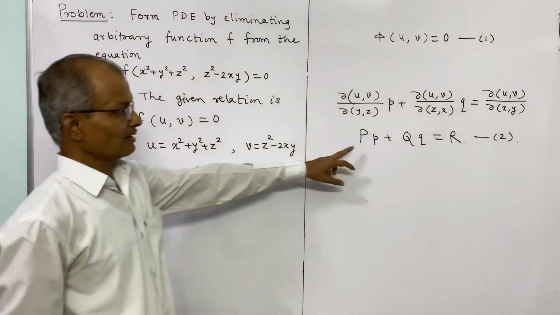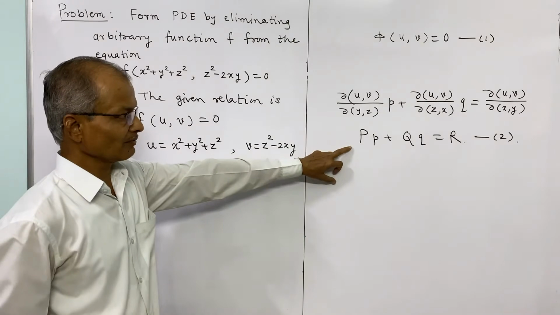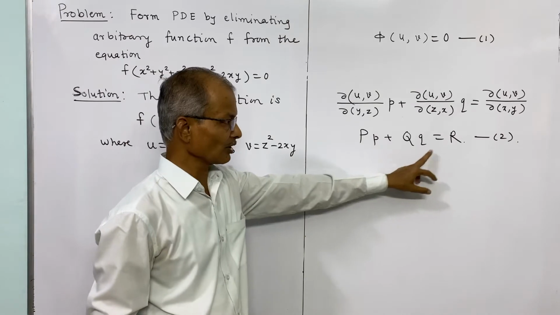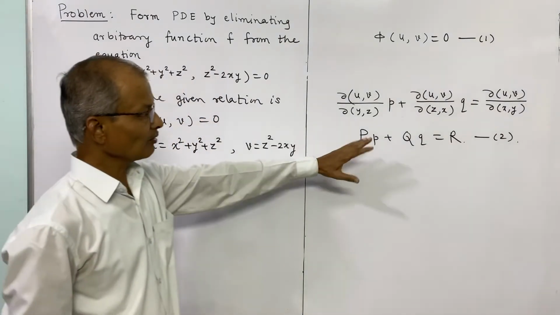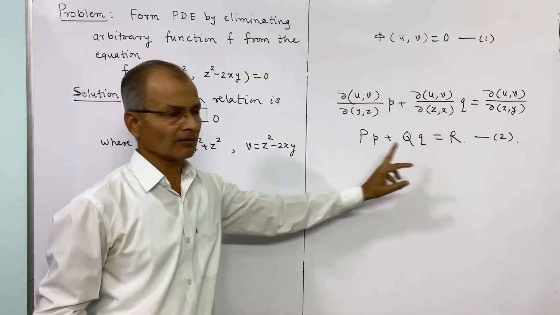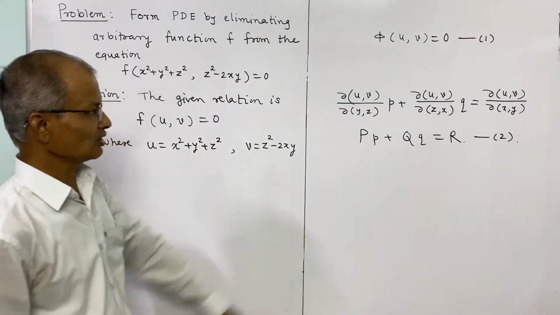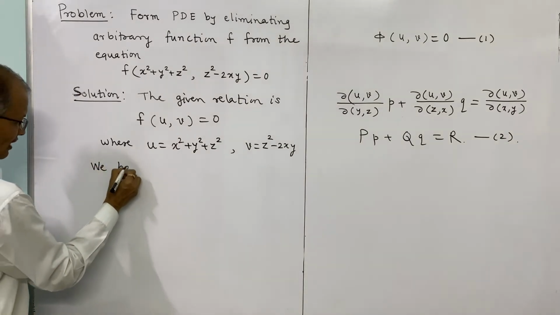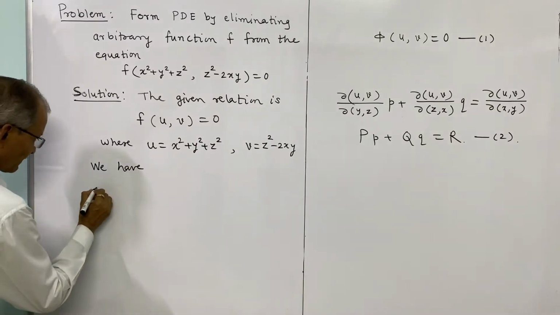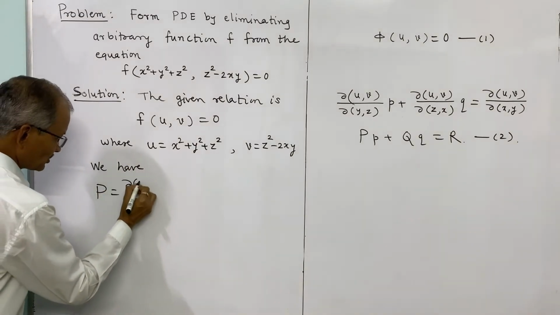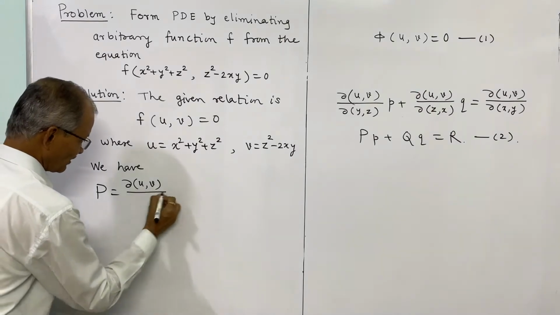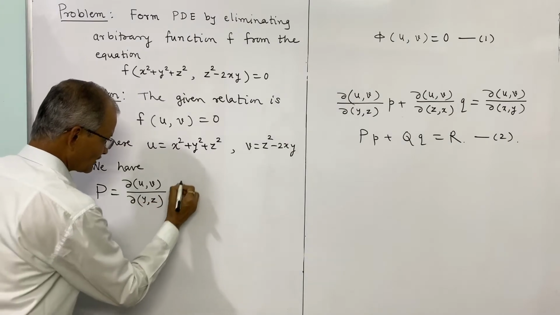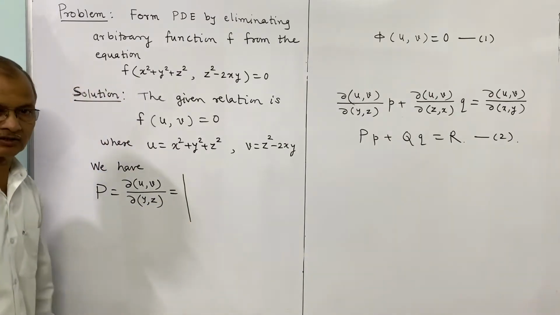Now by this method, directly we can get the partial differential equation corresponding to this relation as capital P into small p plus capital Q into small q is equal to capital R, where we only need to find P, Q, R, and these values are given by this Jacobian. Now we have capital P, which is the Jacobian of u and v with respect to y and z, and we know how to express this as a Jacobian.